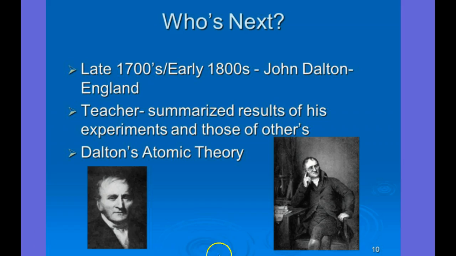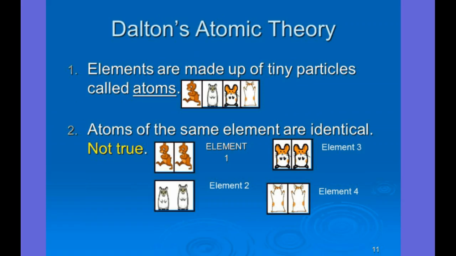And in general, what John Dalton said was that the atom is a solid sphere. He came up with these different tenets of atomic theory. And the one that stands out is this one here. He says atoms of the same element are all identical.